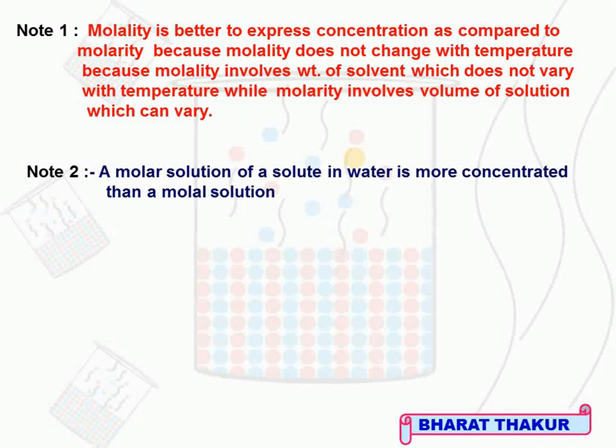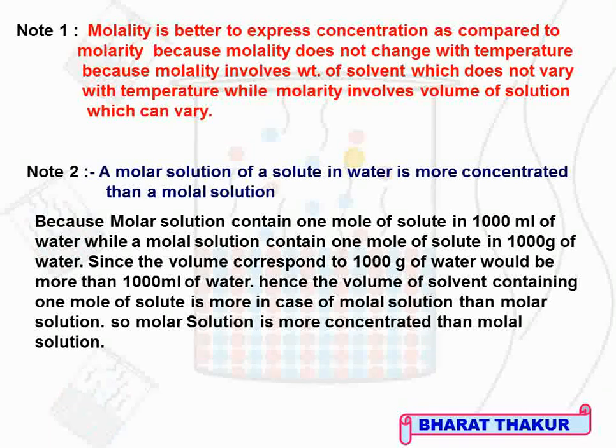Now, the second important point: a molar solution of a solute in water is more concentrated than a molal solution. That means the molar solution is more concentrated than the molal solution. So why does this happen? Because a molar solution contains 1 mole of solute in 1000 ml of solution, while a molal solution contains 1 mole of solute in 1000 gram of water. Since the volume corresponding to 100 gram of water would be more than 100 ml of water.